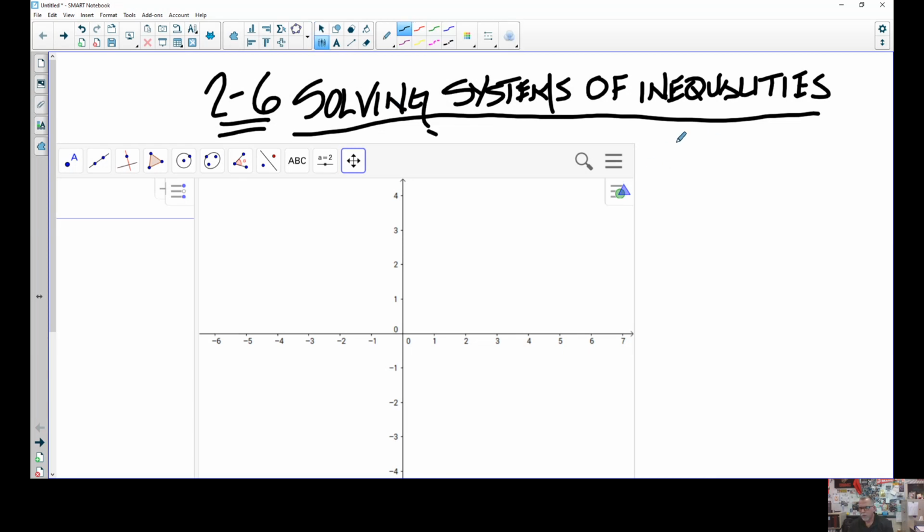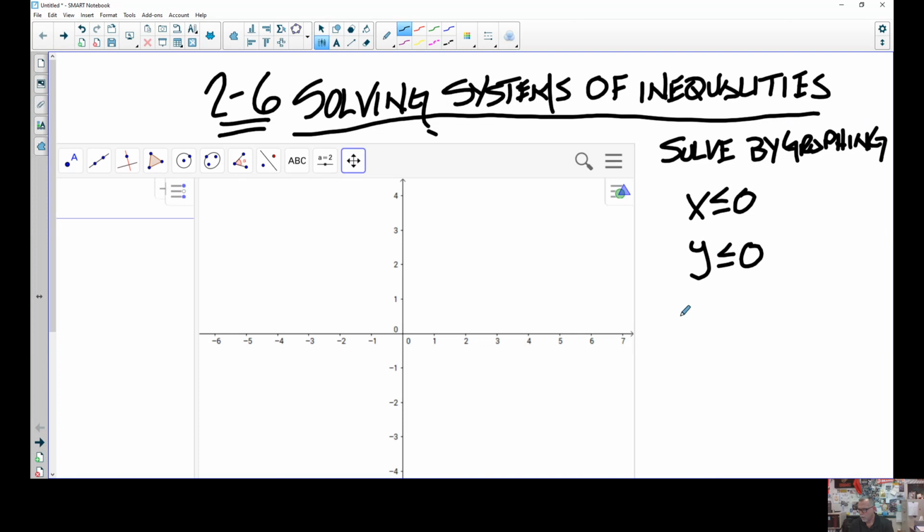So we are going to look at a problem. And our problem, they're going to ask you to solve. And it's going to be solved by graphing, they may say. And they'll give you something like this. This is just a basic example to lay out what we're doing. The x less than or equal to 0, y less than or equal to 0, and x plus y greater than or equal to -5.